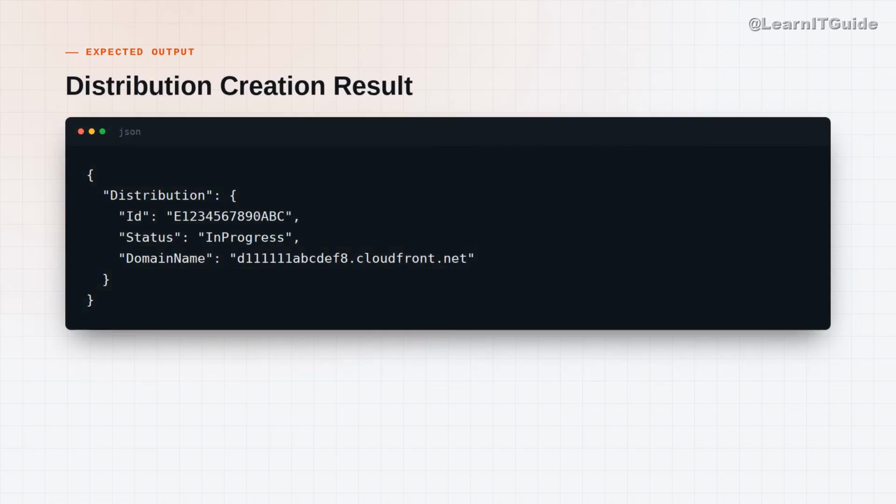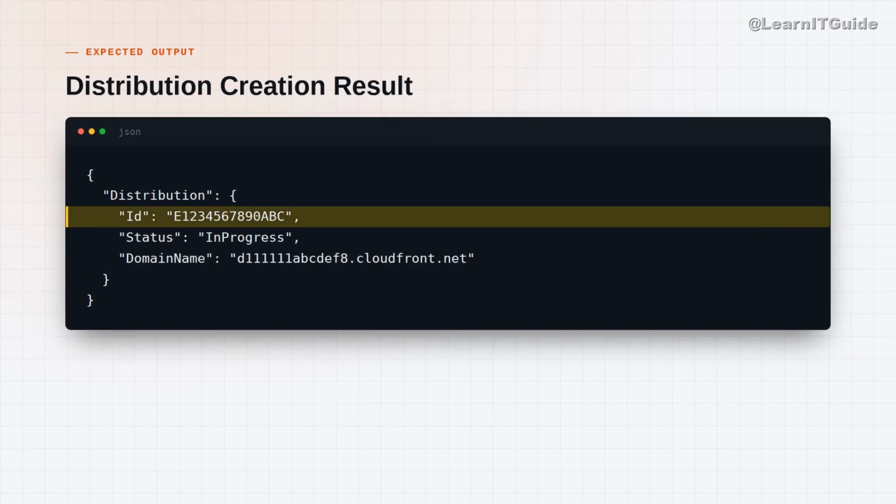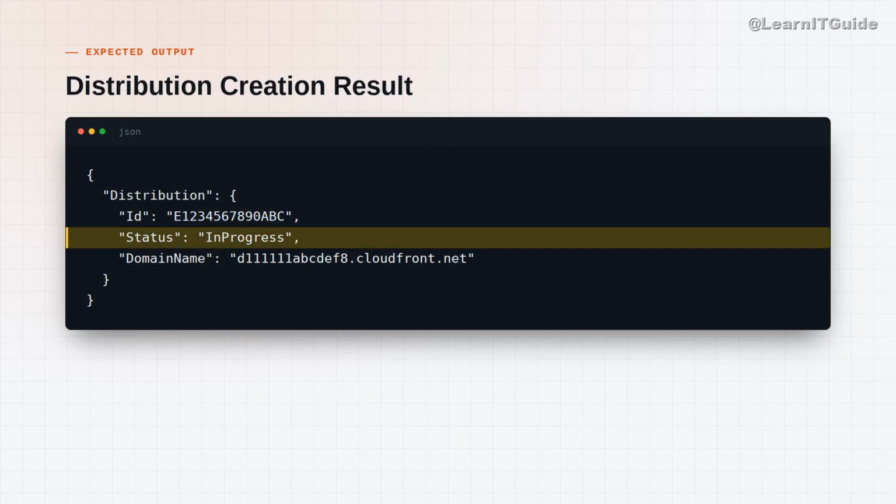Once you run that command, you receive a JSON response. The most important fields are the distribution ID and the status. Note that the status is in progress because CloudFront is currently propagating your configuration to hundreds of edge locations globally. This usually takes a few minutes to complete.